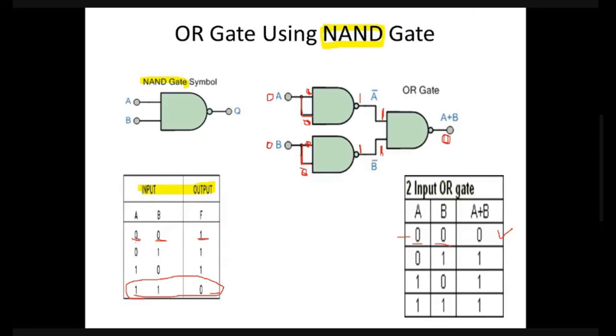Okay. Now similarly, we will change the input for the second stage. What is the second condition? A equal to 0, B equal to 1. Very good. A equal to 0 is here, and we write here B equal to 1. Now we will check the final output, whether it is 1 or 0.